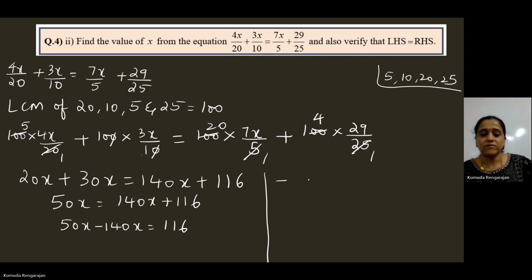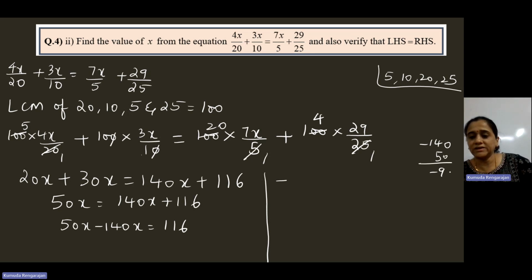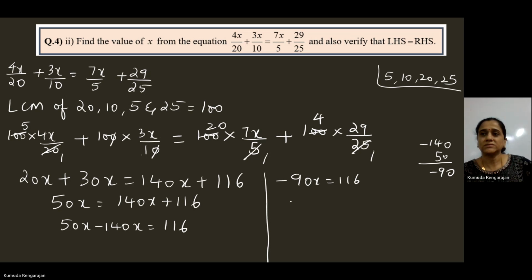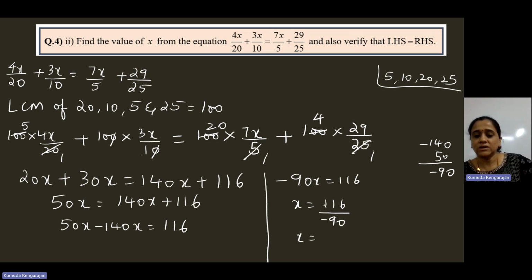90x. 50 minus 140 is minus 90. Minus 90x is equal to 116. x is equal to 116 divided by minus 90. So x is equal to, in the table of 2, 2 5s are 10, 1 remains, 2 8s are 16, 2 45 times. So it is minus 58 by 45.